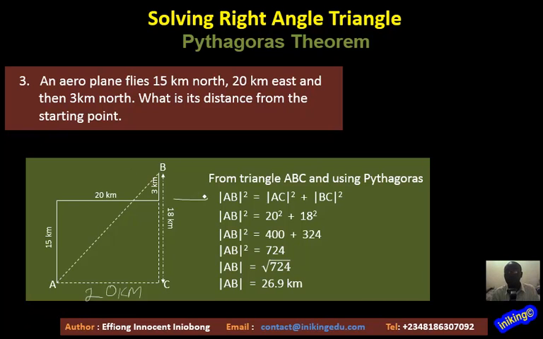That's the first expression: hypotenuse square is equal to the sum of the squares of the other sides. We substitute our values. 20 square is 400, 18 square is 324, and that's that line. Adding that up, we have 724. And taking the square root of the right hand side, that gives us AB to be 26.9 kilometers. And that's it for this video clip.